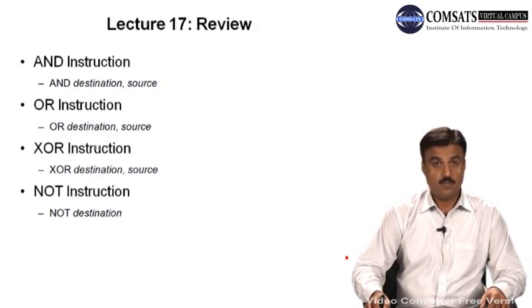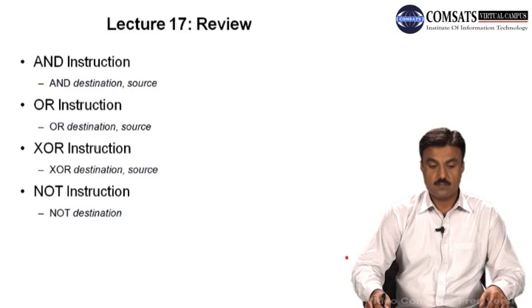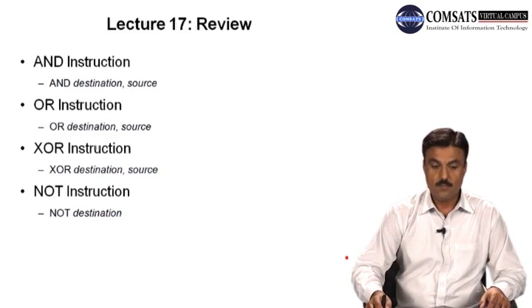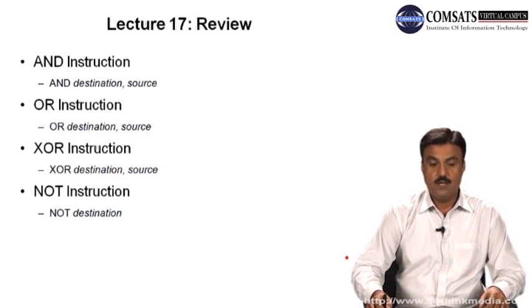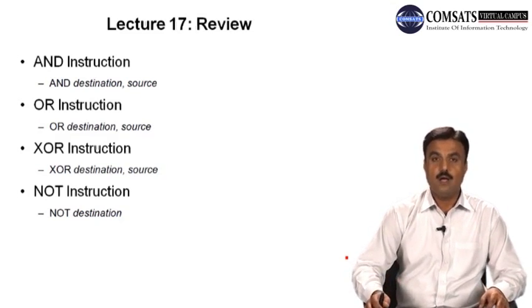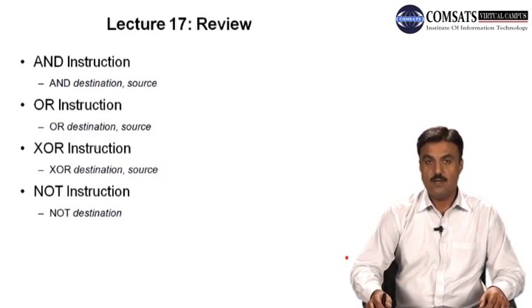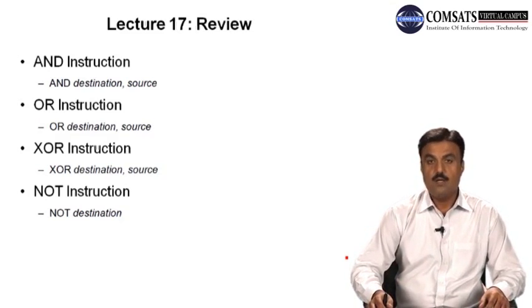We discussed the AND instruction, OR instruction, exclusive OR and NOT instruction. Inside the AND instruction we have two parameters, source and destination, and the bitwise operation is performed between source and destination, and the result is again stored inside the destination register. The next instruction was the OR instruction, which uses two parameters similar to the AND instruction and performs the bitwise OR operation. And we discussed how this OR operation is performed.